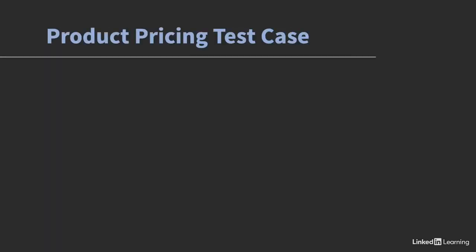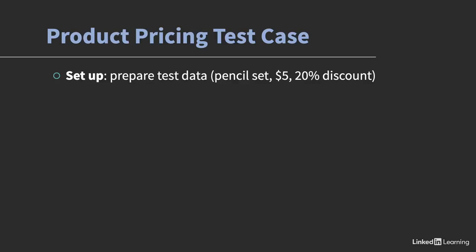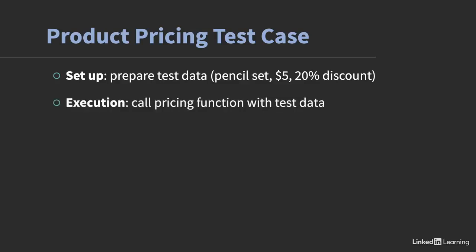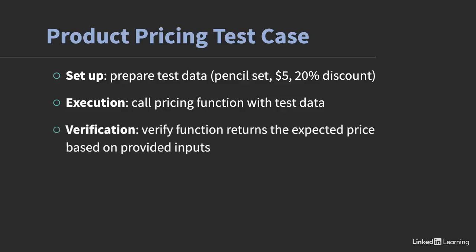Another component we might want to test is product pricing. We want to ensure that the product price is reflected appropriately when the product is discounted. This type of test case would also require some data setup, including a sample product with a sample discount. To run the test, we'd call the pricing function with the test data and calculate the correct price. Then we'd verify the functionality works as expected, checking the expected price matches the actual price.